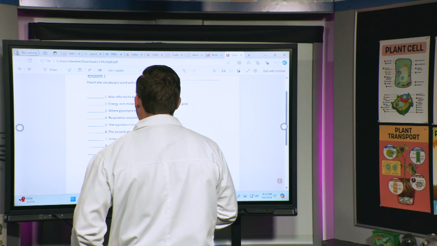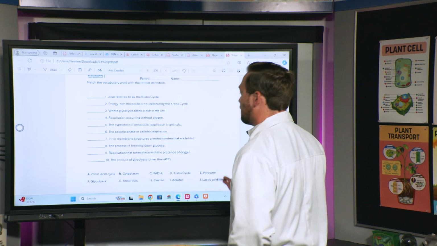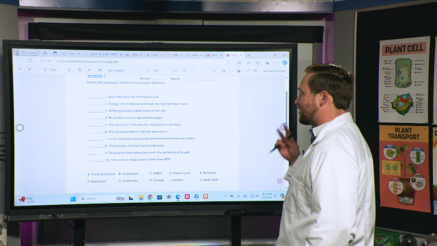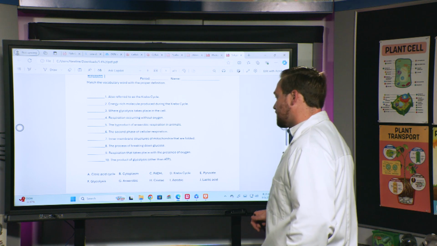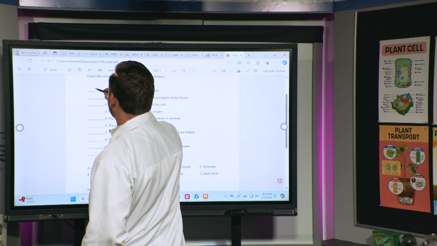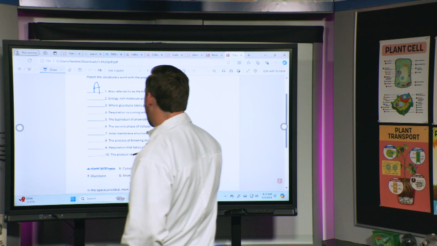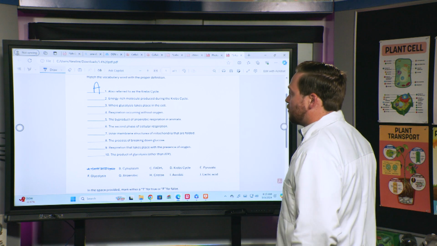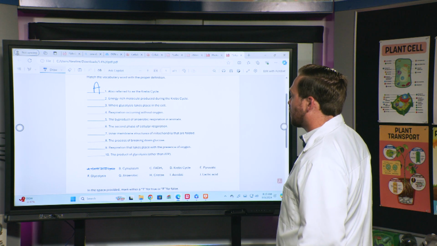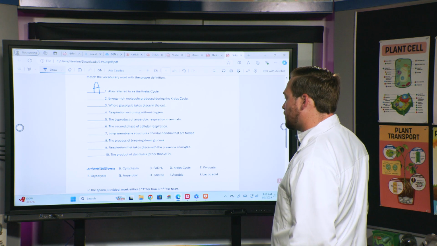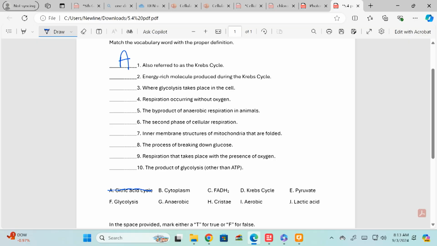All right, so the first one says, also referred to as the Krebs cycle. So one of these at the bottom kind of has 2 names. One is the Krebs cycle. What's the other name? Well, the Krebs cycle is sometimes called the citric acid cycle. So I'm going to go with letter A for that one. All right, let's do the next one. Energy-rich molecule produced during the Krebs cycle. So which of these do we make in the Krebs cycle? This is C. That FADH2, that's like one of the tokens that we need in order to play the game. Okay, let's keep it going.